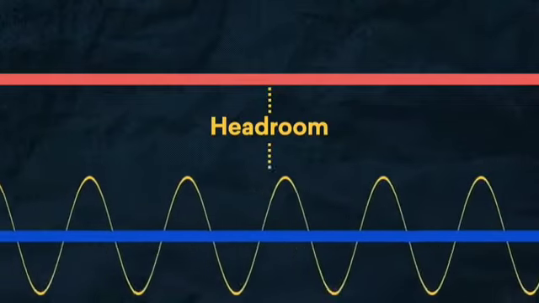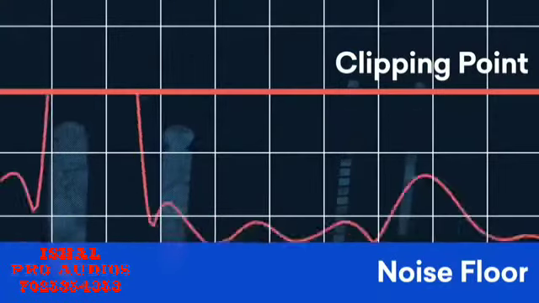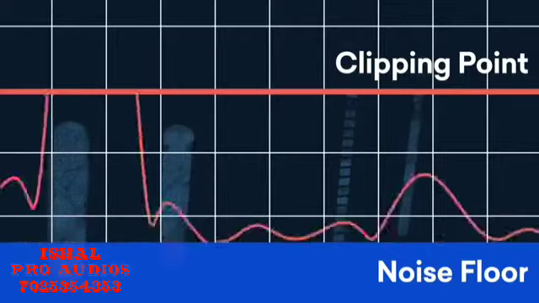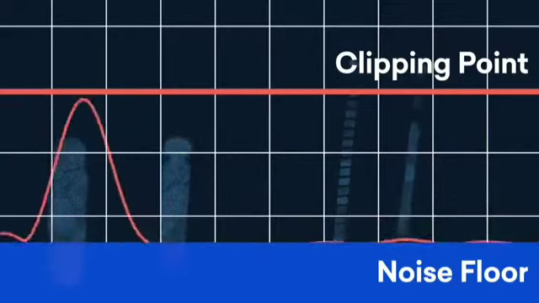Headroom is how much room your audio signal has before it starts to get compressed and distorted. Every recording medium has a finite amount of headroom. If you try to record a signal that's louder than what the medium is capable of handling, it will clip the tops of the waveform, and you'll hear that as distortion.